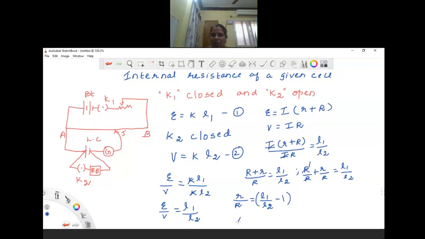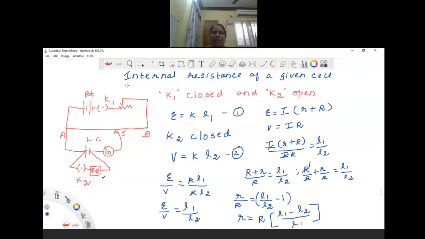Or internal resistance r is equal to capital R into L1 minus L2 divided by L2. So by knowing the value of the known resistance R, which is the resistance we are including here, and L1 the balancing length when K2 is open, and L2 the balancing length when K2 is closed, we can find the internal resistance of the given cell.